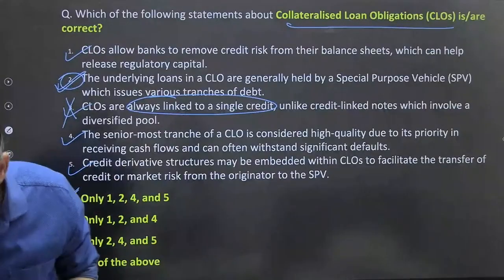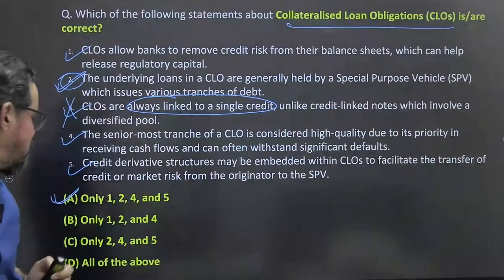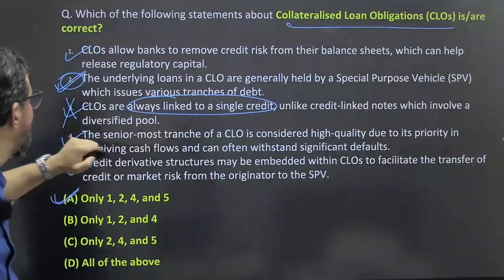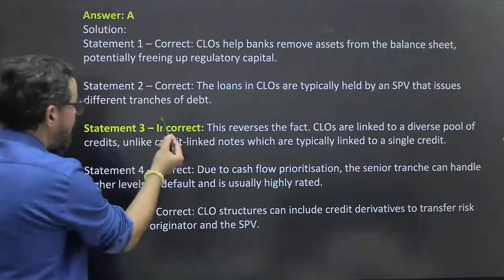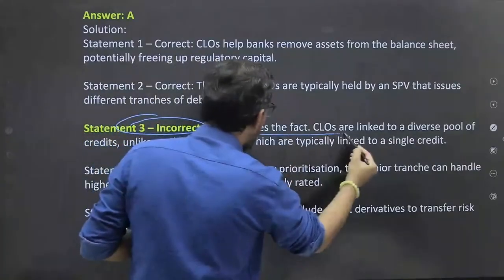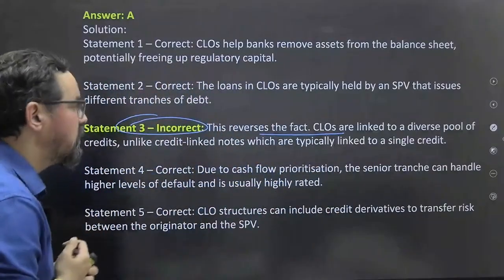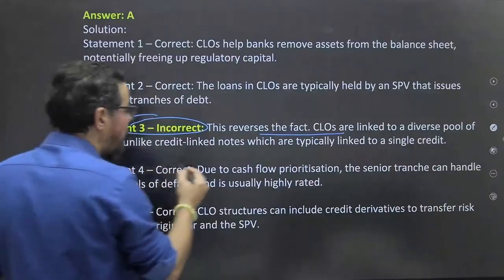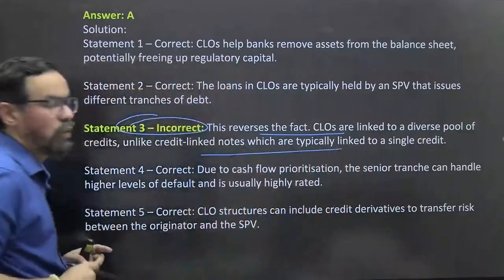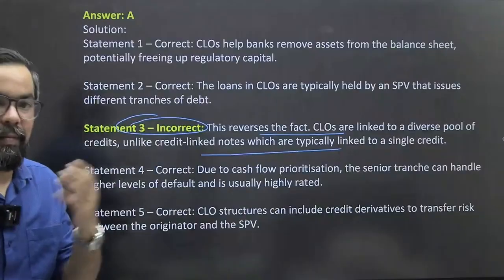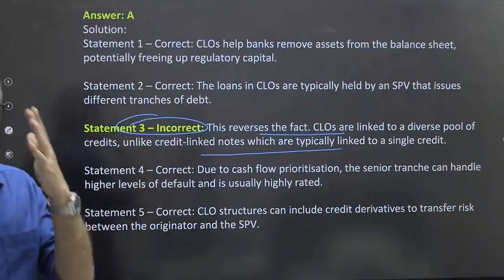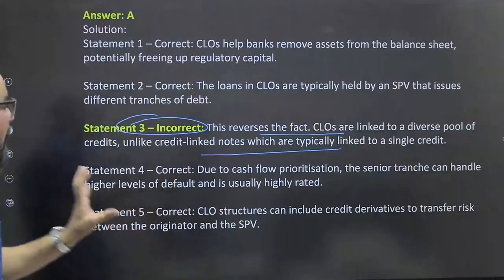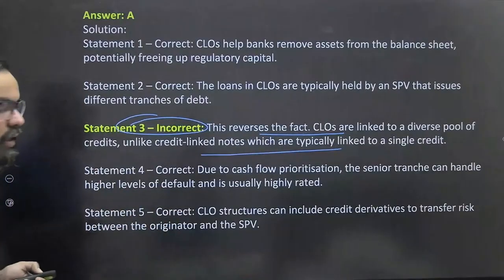What do you suggest guys? Option A? People are saying B and C. This is also correct, but it is not always. It should be A only. Yes, so statement 3 is incorrect. The reverse is the fact: CLOs are linked to a diverse pool of credits, unlike these other tools. These SPVs link with multiple portfolios and all. The rest of the statements are correct in this particular case.